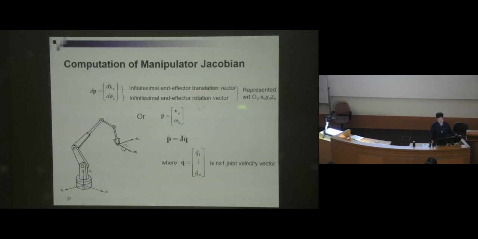So the omega e is your rotation vector. So this can be represented as p dot. So your p dot is equal to J q dot. The q dot over here is essentially your joint velocity vector. So the q1 over here refers to joint 1, and then qn refers to your joint n. The q1 dot meaning that is the velocity of the joint at q1. So q1 can be a revolute joint or a prismatic joint.